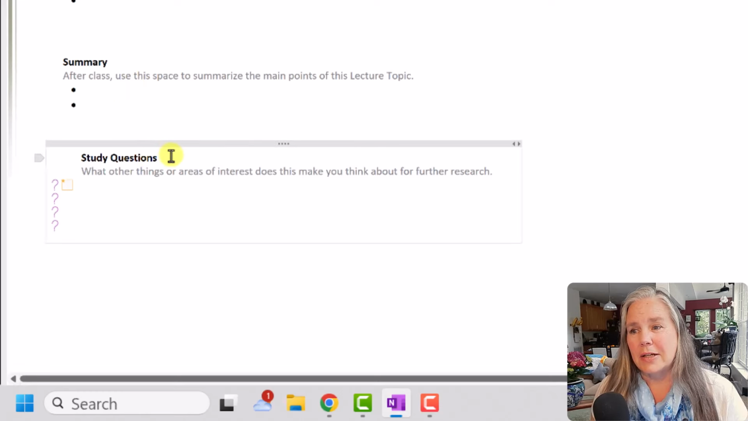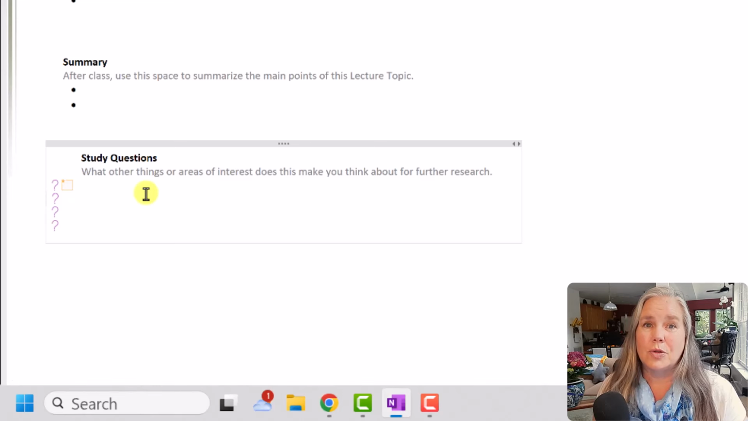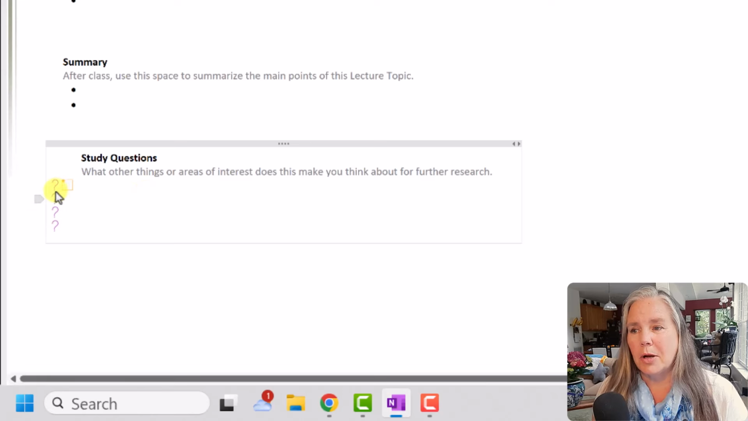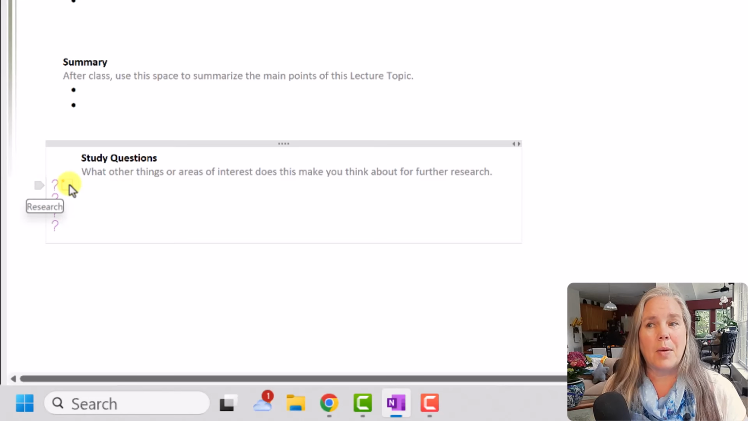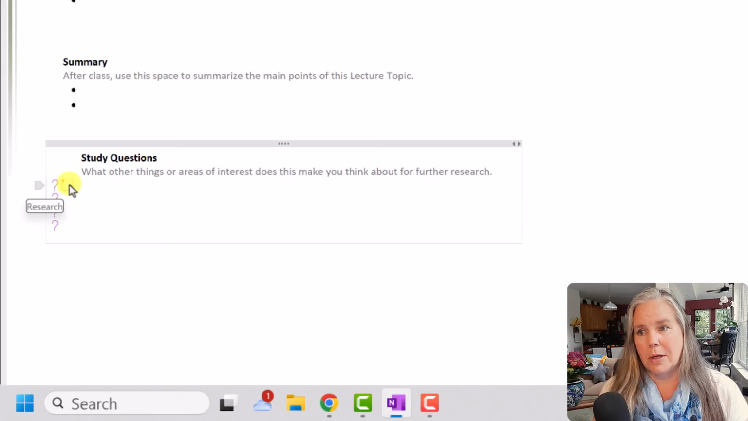Then there's a section down here for study questions. What other things or areas of interest did reading this book make you think about or lead you to want to do more research in? Okay, so you see I kind of have a question mark down here for any questions that I might have. And I also have a research tag down here for things that I might want to learn more about, okay?